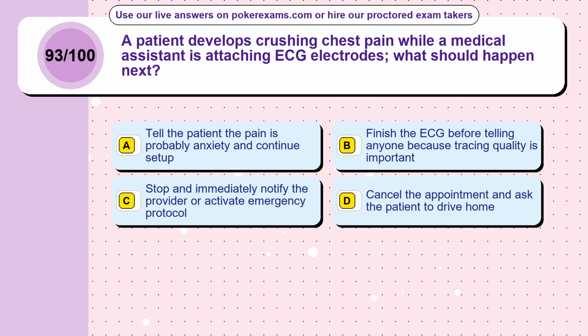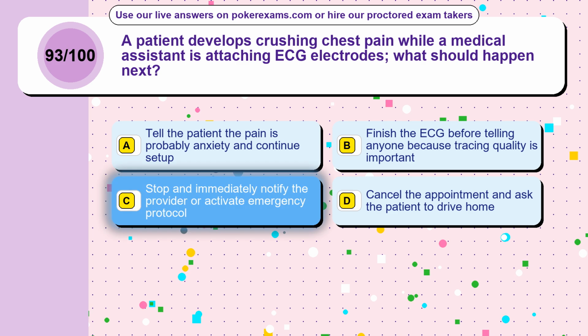Question 93. A patient develops crushing chest pain while a medical assistant is attaching ECG electrodes. What should happen next? Option A, tell the patient the pain is probably anxiety and continue setup. Option B, finish the ECG before telling anyone because tracing quality is important. Option C, stop and immediately notify the provider or activate emergency protocol. Option D, cancel the appointment and ask the patient to drive home. The correct answer is option C, stop and immediately notify the provider or activate emergency protocol.